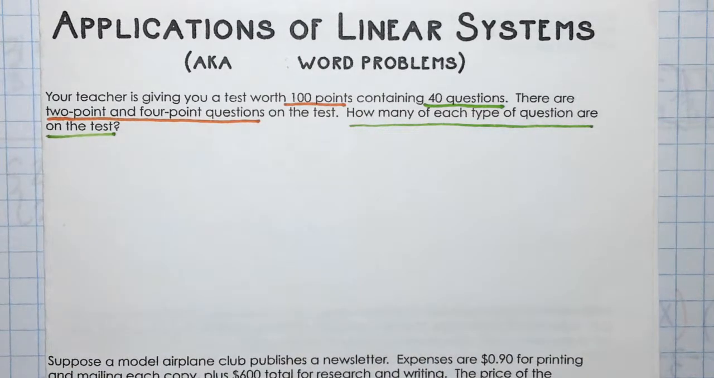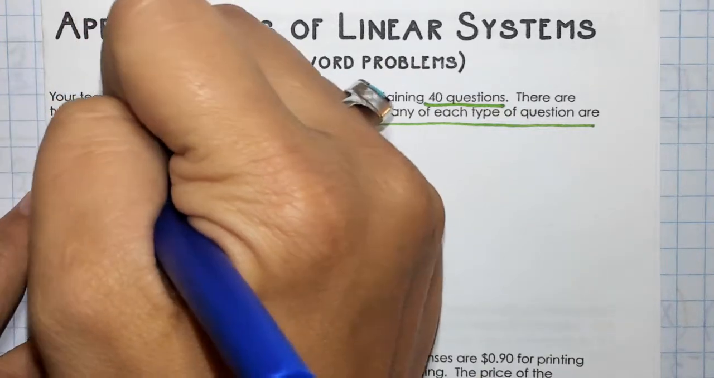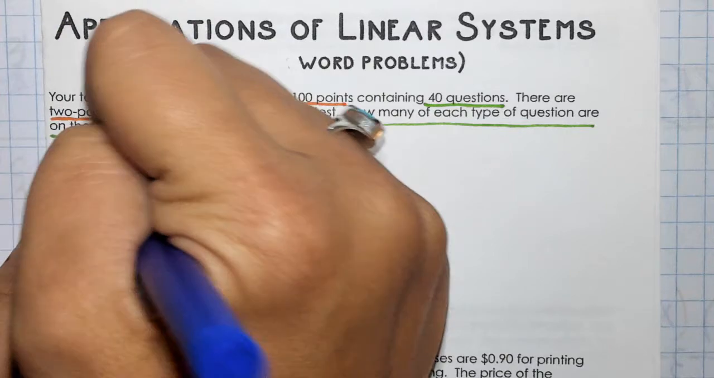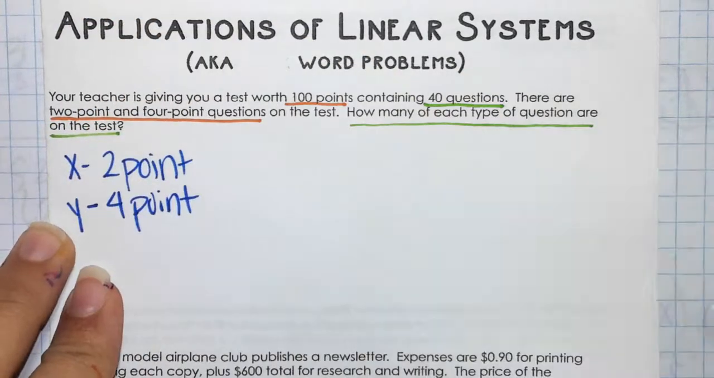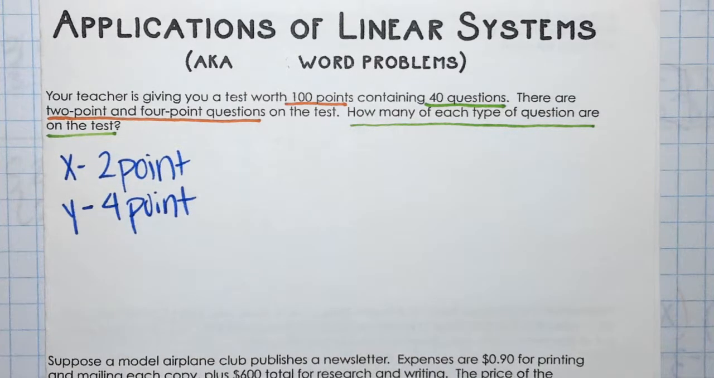Correct? So what we're going to do first is define our variables. We're going to label X and Y. So we're going to start by saying that X is our 2-point questions and Y is our 4-point. Is everybody with me so far? Natalie, you can write on the other one if you want to.